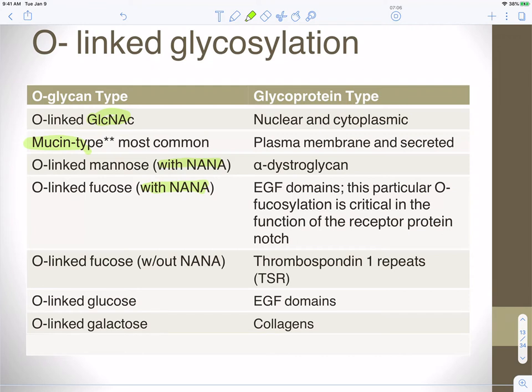NANA, of course, is sialic acid, N-acetylneuraminic acid. You can also have fucose without sialic acid, or O-linked glucose and O-linked lactose. There is also O-linkage important for proteoglycans, so glycosaminoglycans. And this is for our proteoglycans. And just remember, proteoglycans typically have more extensive glycosylation.